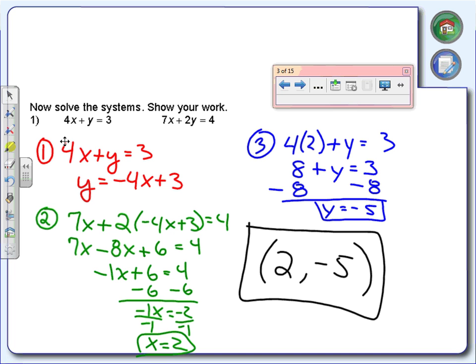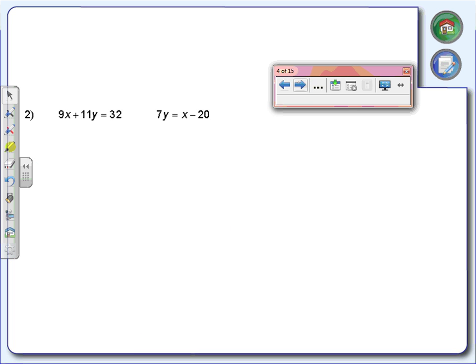Again, guys, had we graphed this, we would have seen that the 2 lines intersect, and they intersect at the point 2, negative 5. This is just another method to come up with the same answer. There is quite a bit of work involved. Okay, let's try the next one here, number 2.